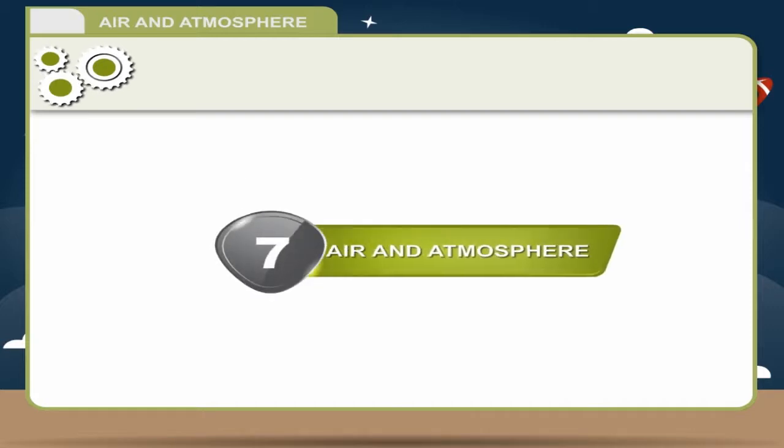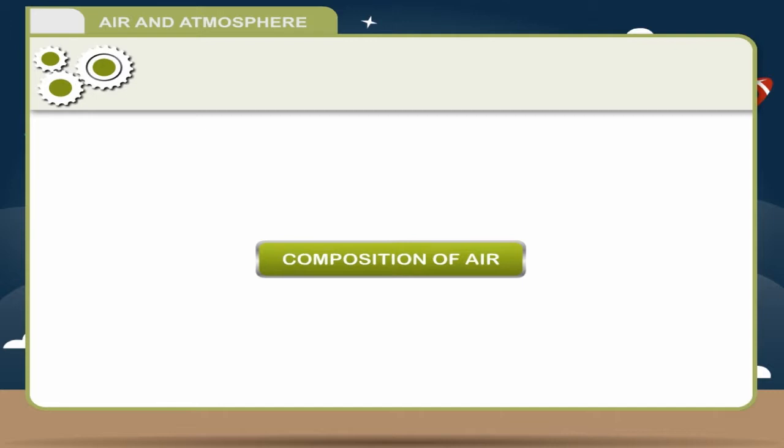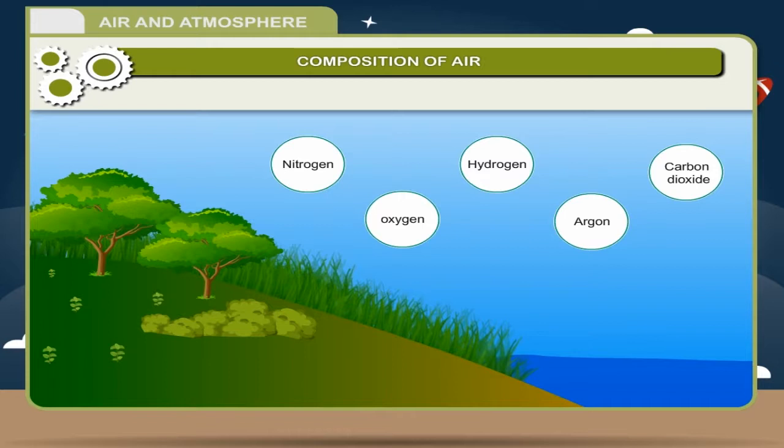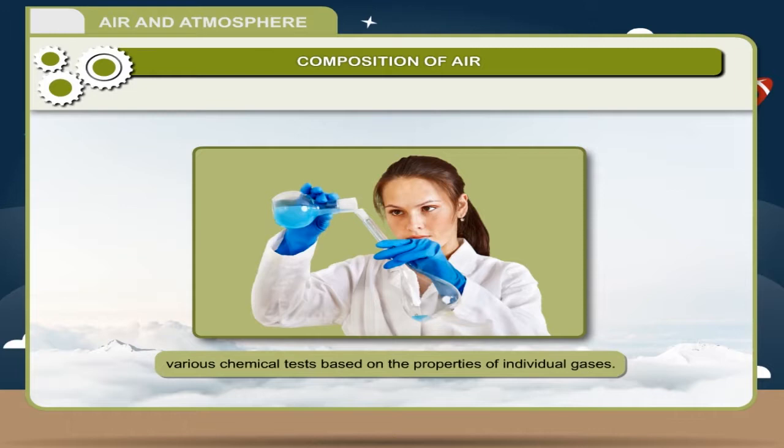Air and atmosphere. Composition of air. Air present in the atmosphere is a mixture of gases. These gases do not combine chemically. Hence, their presence in air can be proved through various chemical tests based on the properties of individual gases.